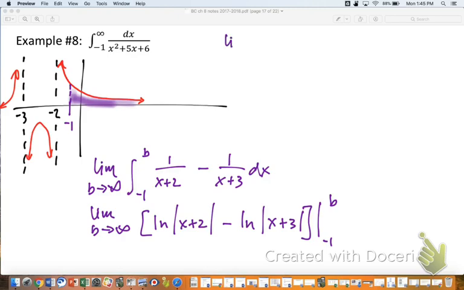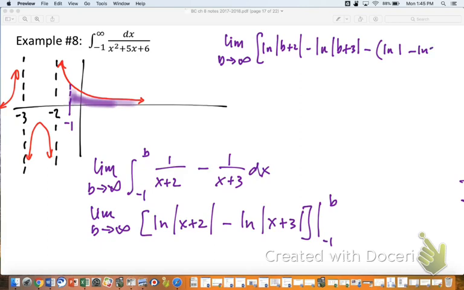So that would be, again, limit as b heads towards infinity, ln of b plus 2 minus ln of b plus 3, minus, and then if you plug in a -1, it's going to be what? ln of 1 minus ln of 2. Do I have that right? Okay.